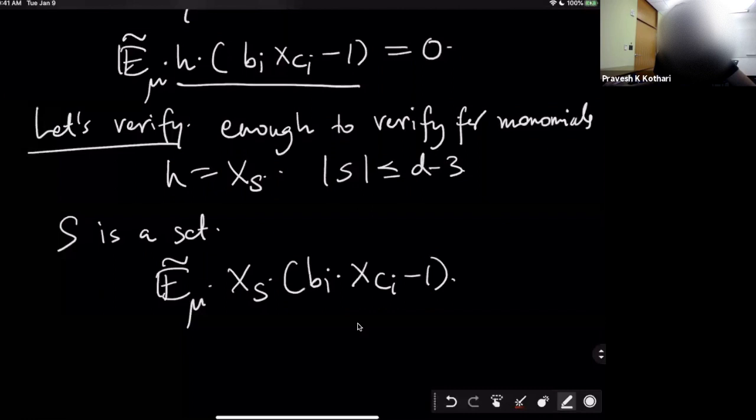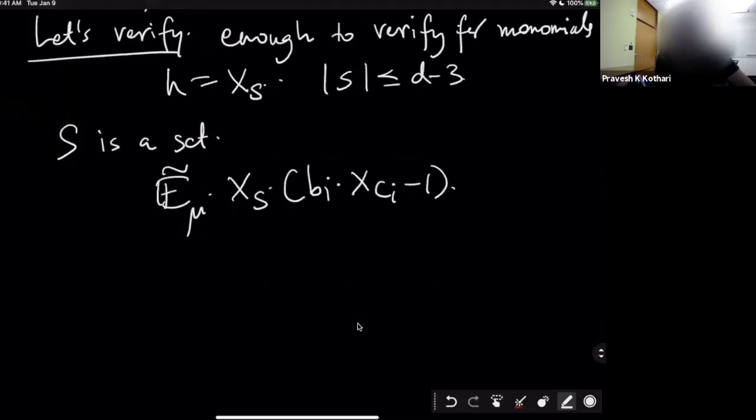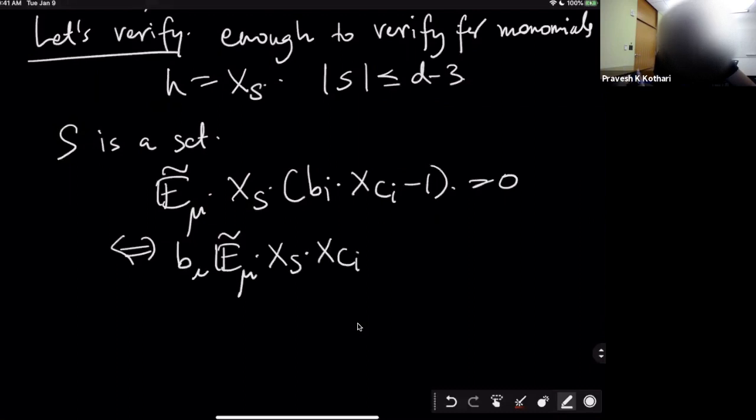Like that's what we want to understand. And in fact, this is 0 if and only if the pseudo expectation of x_s times x_{C_i} times b_i equals the pseudo expectation of x_s. I just opened it up, applied linearity, and remember that the b_i's are constants. So let's see why this has to hold true.